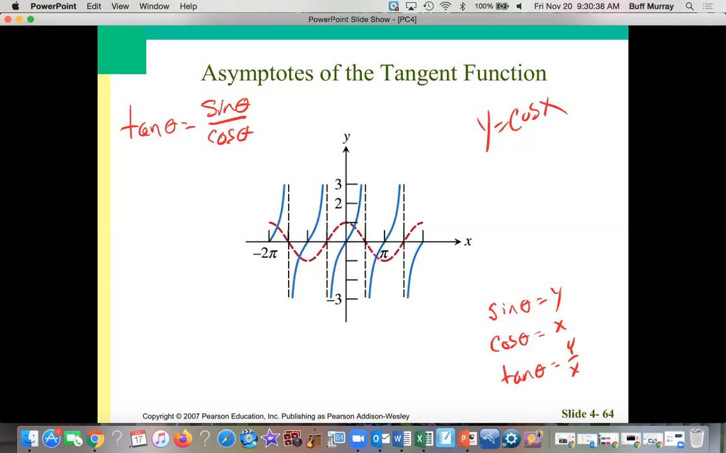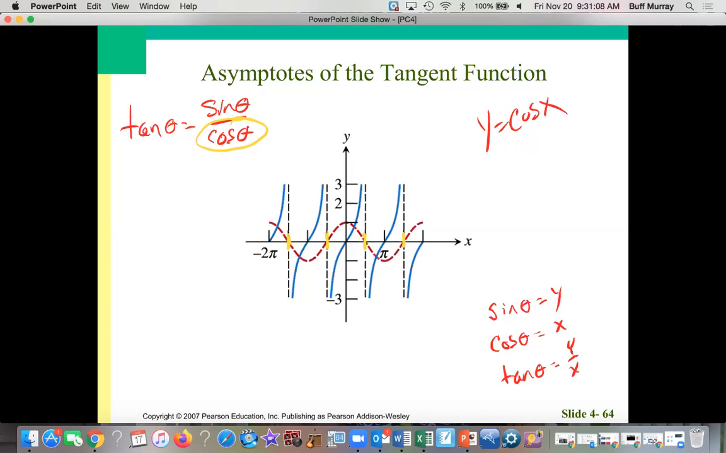So, the reason the tangent graph looks like this and has asymptotes is because whenever cosine is 0, tangent doesn't exist. So you can see at these locations, these are the spots where cosine is 0. Tangent has an asymptote. That's why those asymptotes pop up. Because we can't divide by 0. Right? We can't divide by 0.